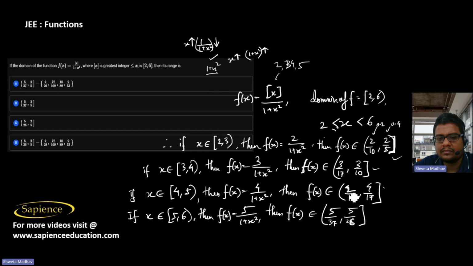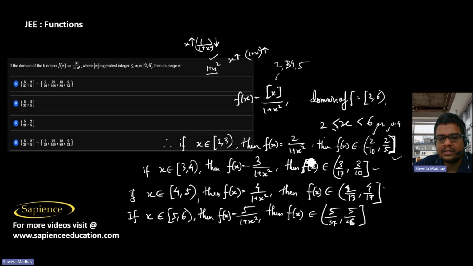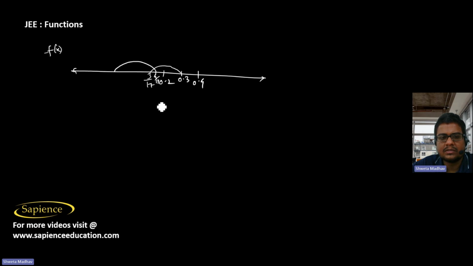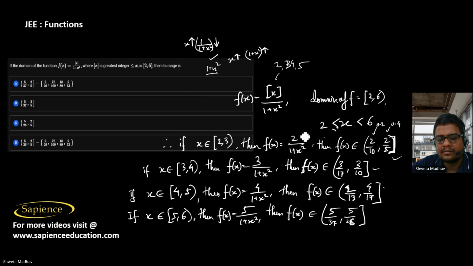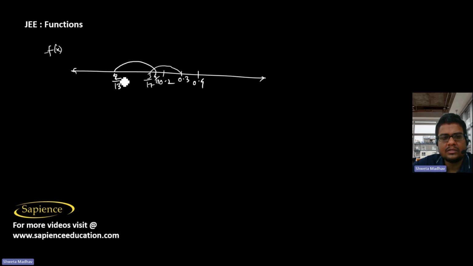And it is going from 4 by 17. 4 by 17 will be slightly here. 4 by 17 till 4 by 13, which will be slightly lesser. And no, 4 by 26 it is. 4 by 17 till 4 by 26 or 2 by 13.